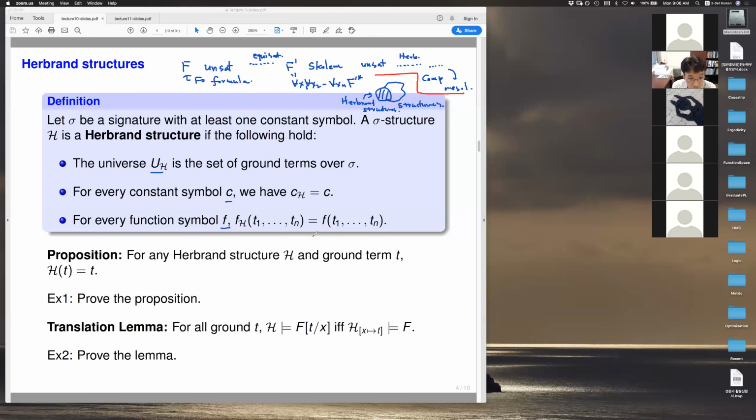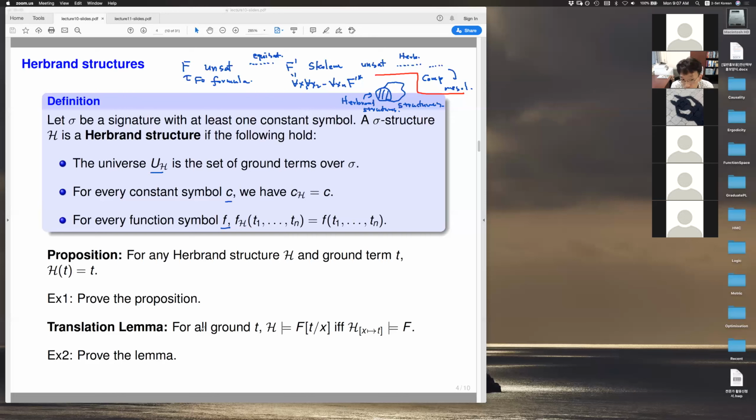Okay, so that's the Herbrand structure. It's much simpler because many things are fixed. And then we talk about the two theorems. In the Herbrand structure, the interpretation of a ground term is equal to itself. That's because a constant is interpreted as a constant, and a function symbol is interpreted as just adding the function symbol. So as far as ground terms are concerned, the interpretation acts as an identity function.